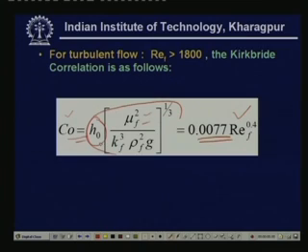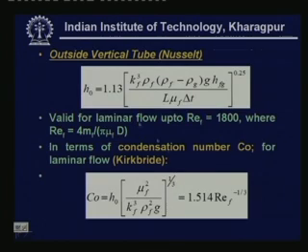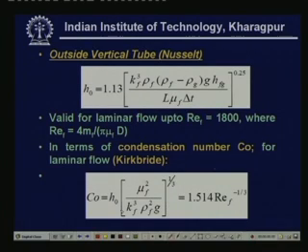Similarly, in the previous expression for laminar flow also, if you can find out the film Reynolds number, then you can calculate the condensation number, and from the condensation number and the properties you can calculate the external heat transfer coefficient.